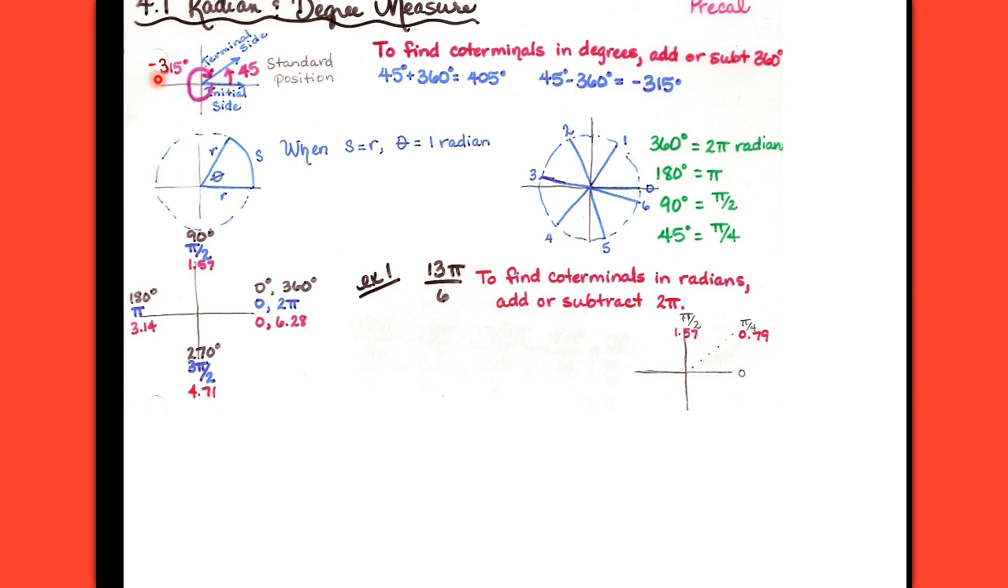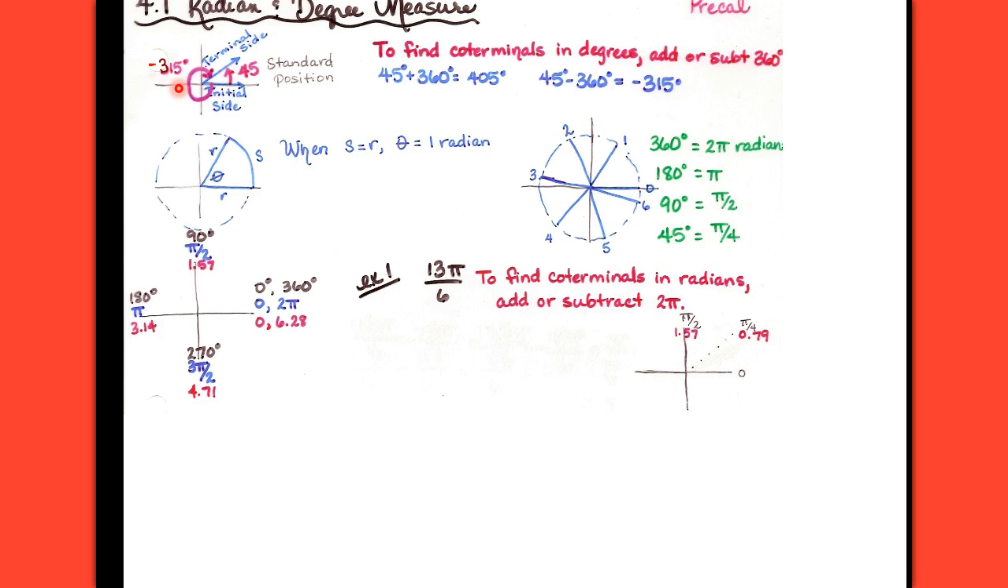Now something you'll notice about negative 315 and positive 45 is they both started at the same place and they both stopped at the same place. They had the same initial side and the same terminal side. When that happens, those are called coterminals, because they co-terminate. They start and stop at the same point. A fast, easy way to find coterminals is to add or subtract 360. If I took negative 315 and added 360, I'd get 45. If I took 45 and subtracted 360, I'd get negative 315.